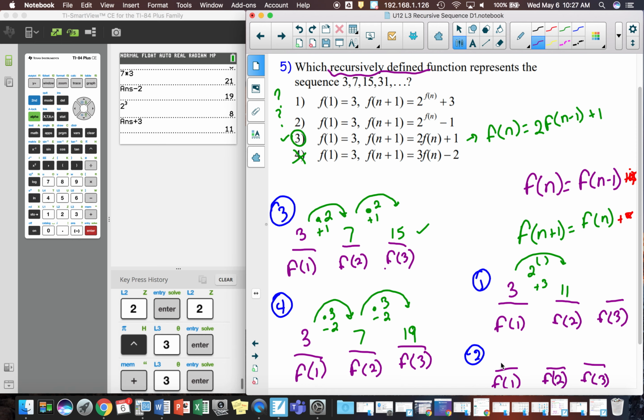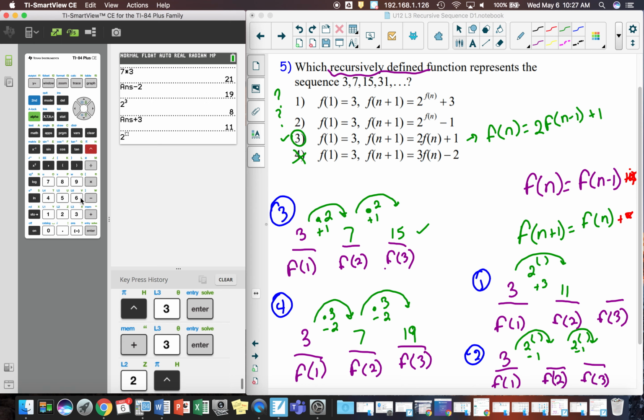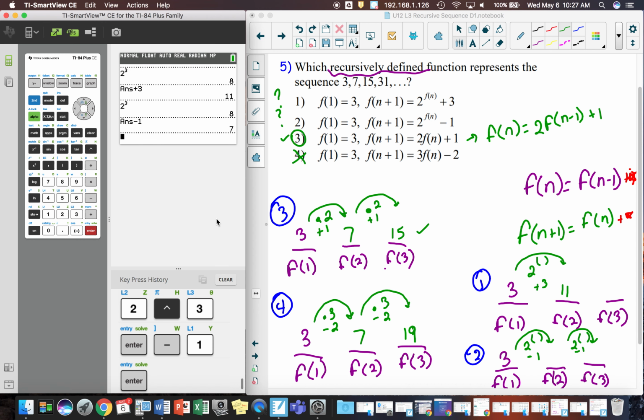So our first term is 3. Our rule, to go from here to here, and here to here, we're going to take 2 and raise it to that previous term, and then subtract 1. 2 raised to the previous term, and subtract 1. Okay, so we have 2 raised to the third power. That was our previous term. And then subtract 1. That gives us 7. That works, clearly.